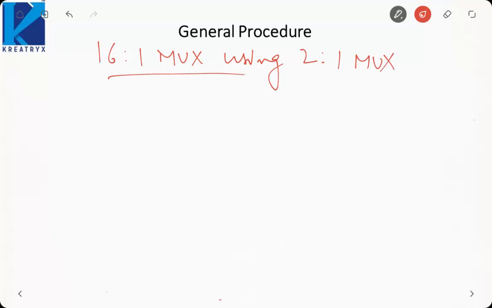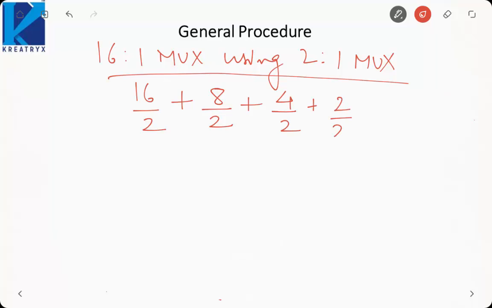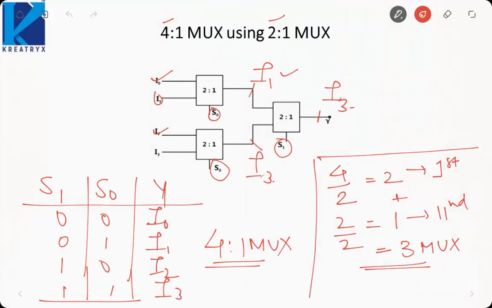Similarly, if I want to design a general procedure, let us say I want to design a 16:1 mux using 2:1 mux. Then what will you do? You will take 16 by 2, the quotient will be 8, 8 by 2, the quotient will be 4, 4 by 2, plus 2 by 2. So it will be 8 plus 4 plus 2 plus 1, that is 8, 12, 14, 15. So if you see, for a 16:1 mux, 15 are required, and for a 4:1 mux, 3 are required.